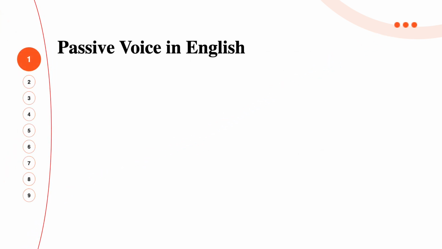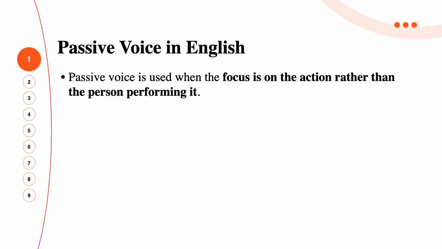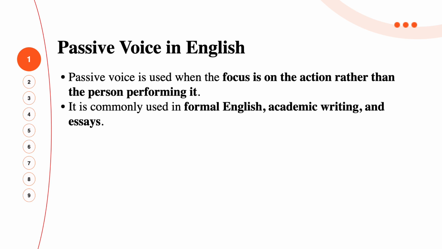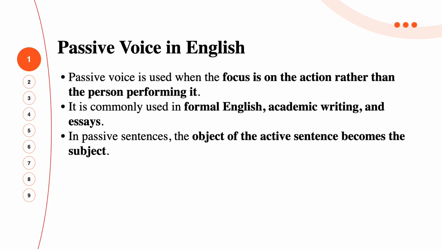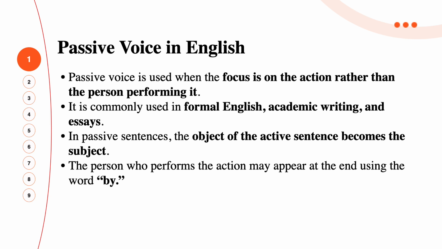Passive voice in English. Passive voice is used when the focus is on the action rather than the person performing it. It is commonly used in formal English, academic writing, and essays. In passive sentences, the object of the active sentence becomes the subject. The person who performs the action may appear at the end using the word by.